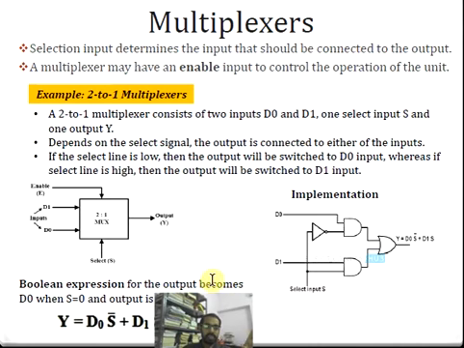The corresponding Boolean expression can be represented using this. So we can say that when S is high, suppose S is high, then only D1 will be shown at the output.